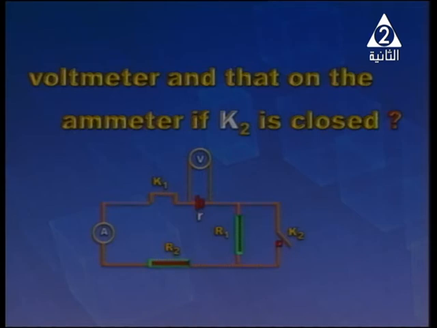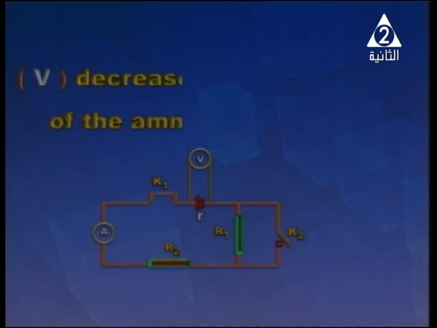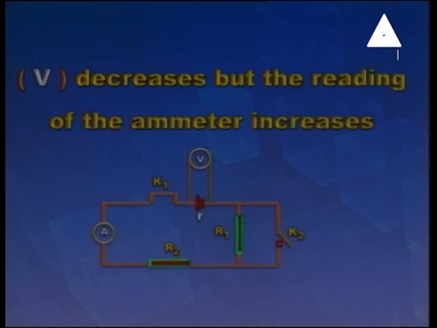And what about the reading on the voltmeter? The voltmeter reads the terminal voltage. And what about the terminal voltage? It is inversely proportional to the current. The current increases, terminal voltage decreases. Let me say it again: V decreases, the reading of the voltmeter decreases, but the reading of the ammeter increases.